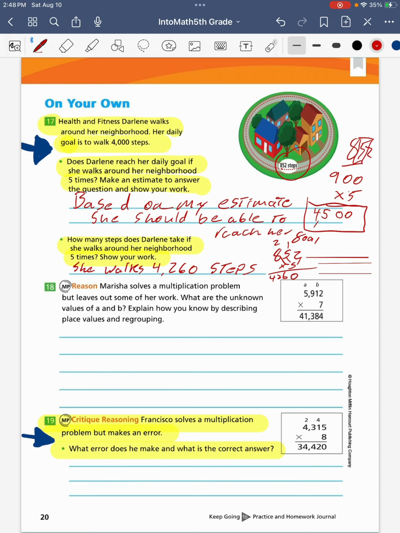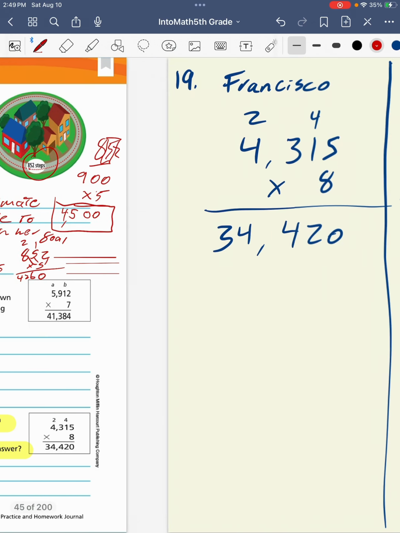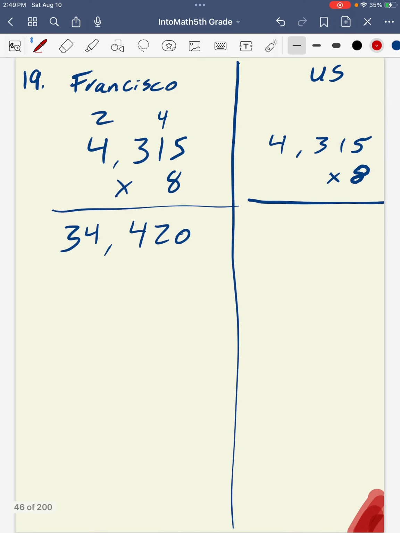Problem 19. Francisco shows a multiplication problem, but he makes an error. What error does he make, and what is the correct answer? Francisco is multiplying 4,315 times 8, and he came up with a product of 34,420. So, this is Francisco's work as it appears on page 20. Now, we're going to multiply and see if we can find where Francisco went wrong.